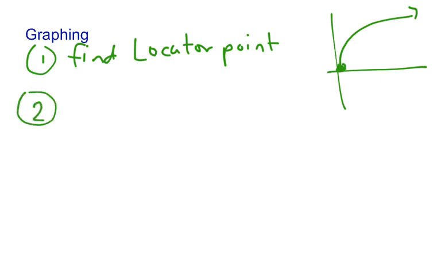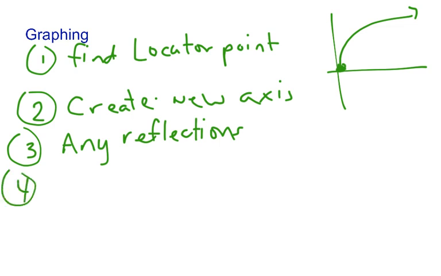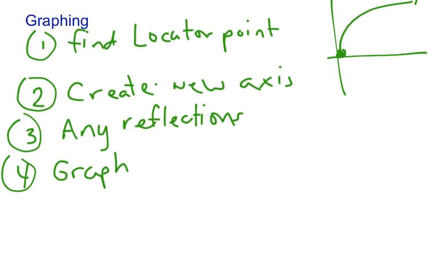Step two, we're going to create a new set of axes when we go to graph this. And then step three, any reflections. If there's a reflection, then we have to flip it. And of course step four is to just simply graph. You could plot a couple of points, but simply graphing would be fine here. We're just going to sketch the graph of these. Okay, so that's our goal here. Let's go ahead and get to an example.